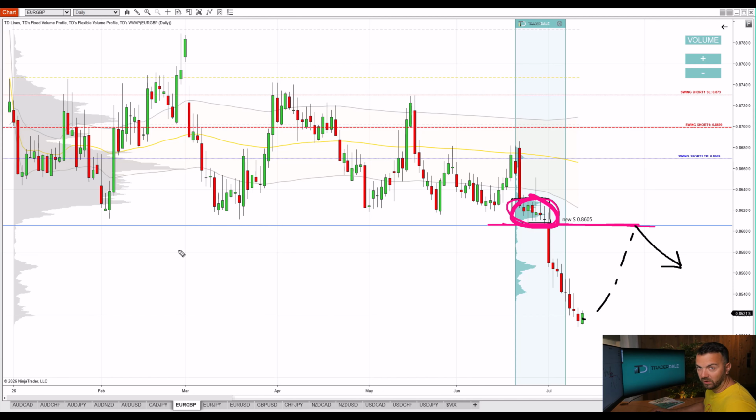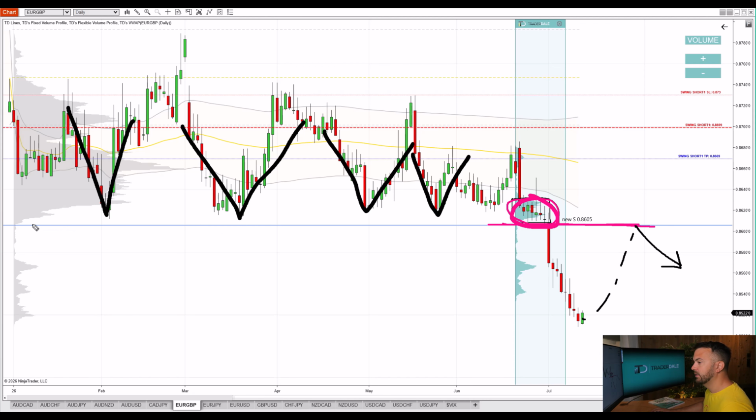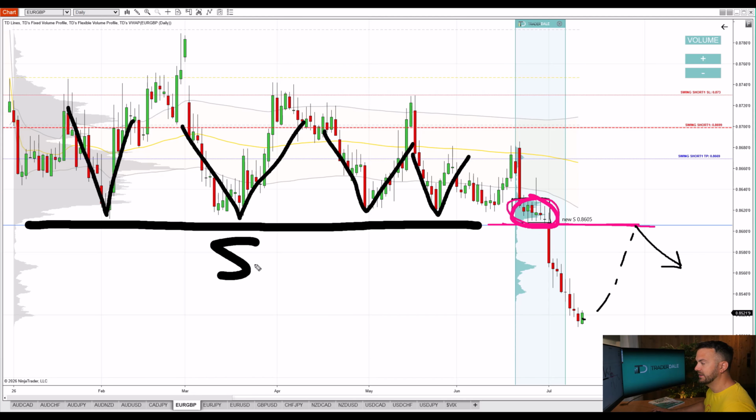Now, what's also important are all those lows. All those lows are telling us that this area was a strong support in the past. When the price went past it, that turned into a resistance, right? So it's also a price action setup, not just the volume profile setup.